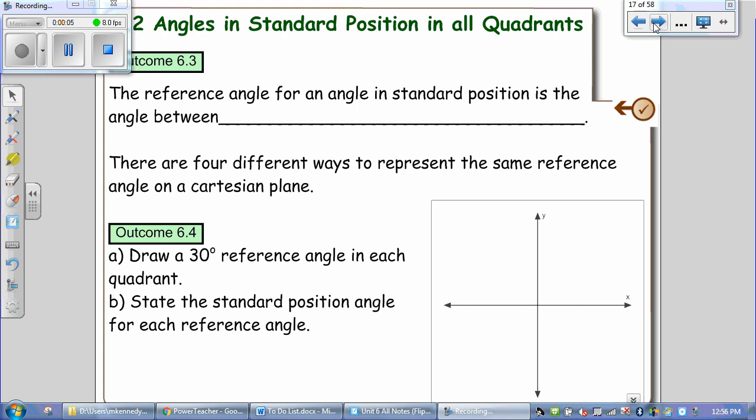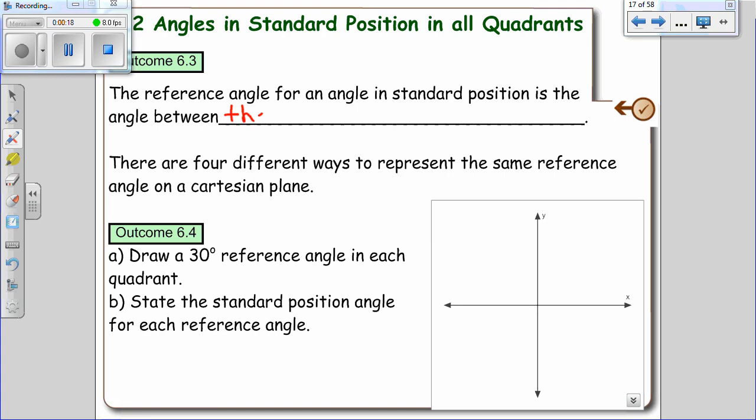No, about what a reference angle is. So, the reference angle for an angle in standard position is the angle between the terminal arm, being the arm that you've drawn on your grid, wherever it is, and the nearest x-axis.